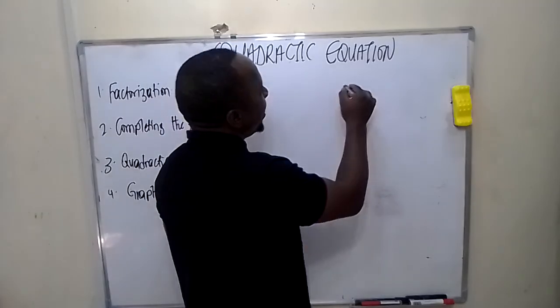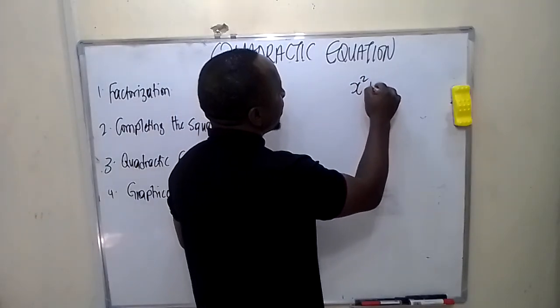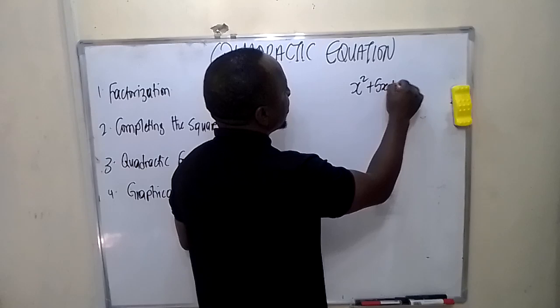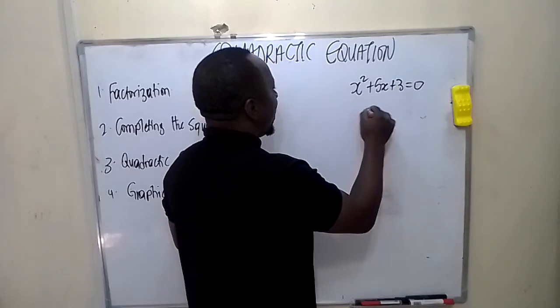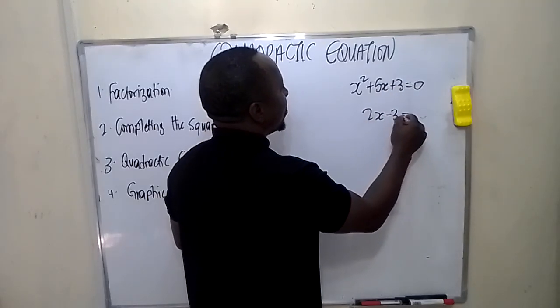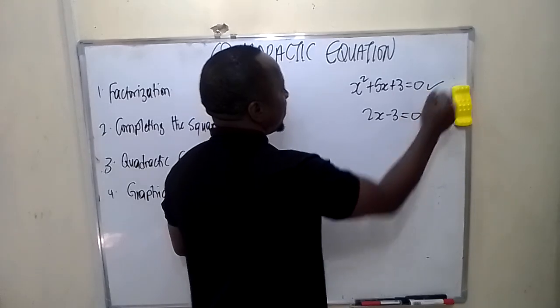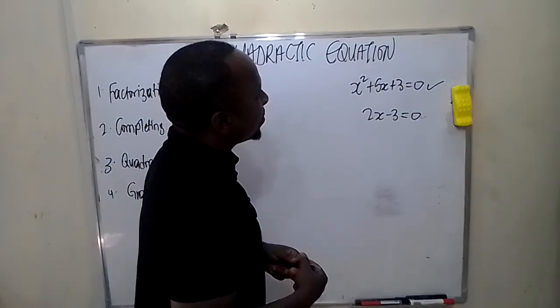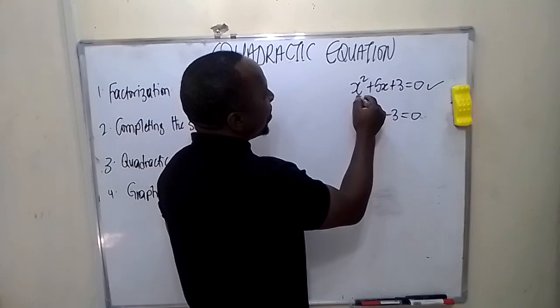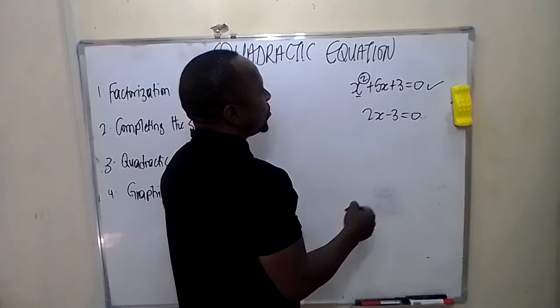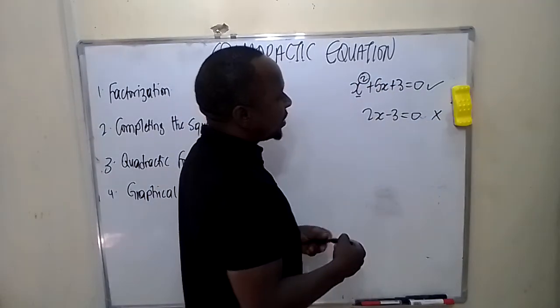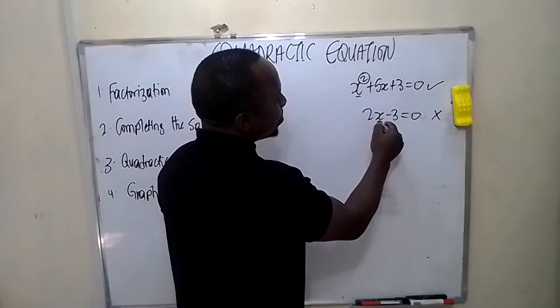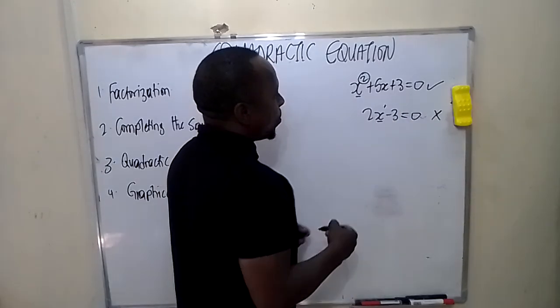For example, if we have x squared plus 5x plus 3 equal to 0, and 2x minus 3 equal to 0. This is a quadratic equation because the highest power of our variable x is 2. This is not a quadratic equation because the highest power of our variable x is 1.